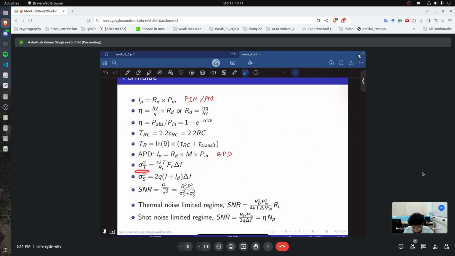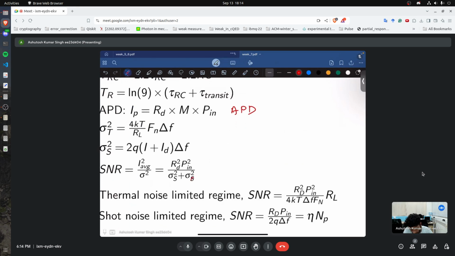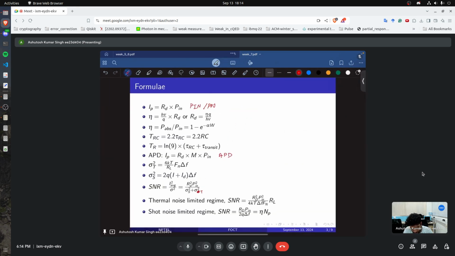Then there were different sources of noise. We have looked at the thermal noise and shot noise. Now SNR, in this case, similar to the lectures, we are only considering the average of everything. So average of current by average of current noise, which is given by R_d P_n squared by shot noise. And sorry, this should have been thermal noise, because it is the sum of this and this.